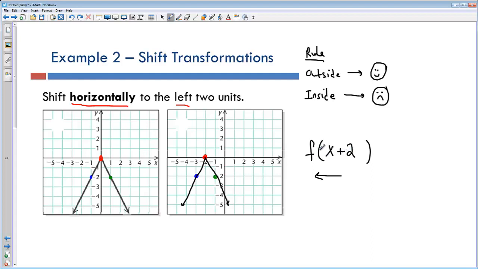Right? So how can you check this? Well, you know, for this function, if you plug in -2, you have to get out 0. Right? So what happens when you plug in -2 into this function? Well, you get f of -2 plus 2, which equals f of 0.